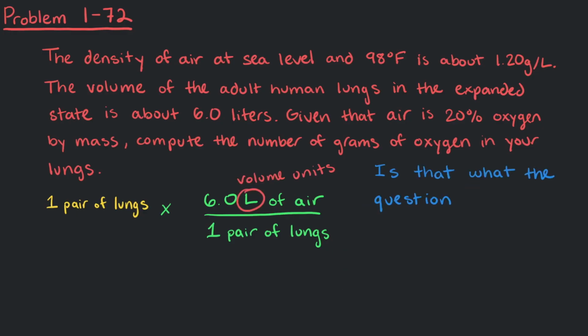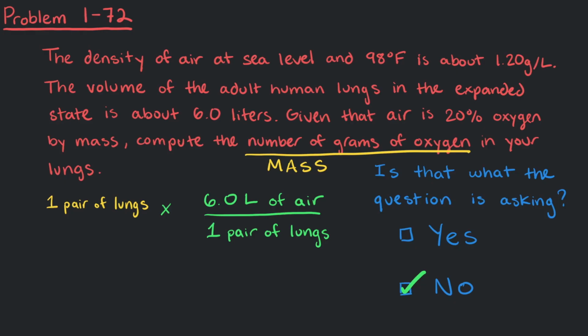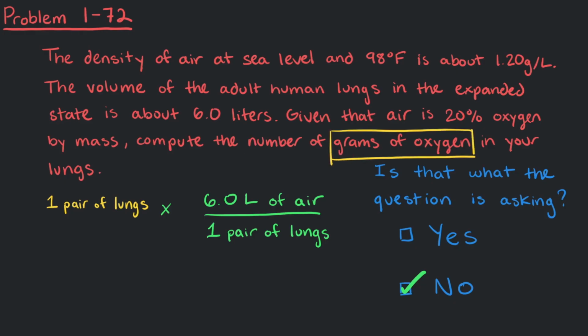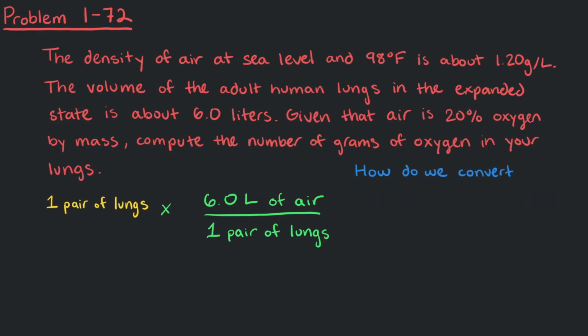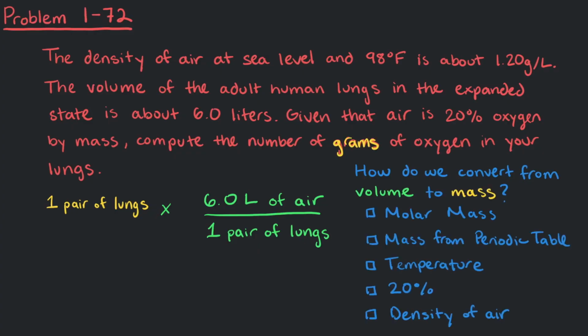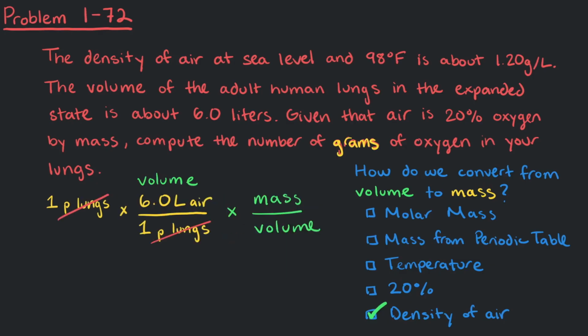Is that what the question is asking? No, we want the mass of oxygen, which is why the question asks for grams of oxygen, not liters. How do we convert from volume to mass? That's right, we can use the density of air to convert from volume to mass, times 1.20 grams of air per 1 liter of air.